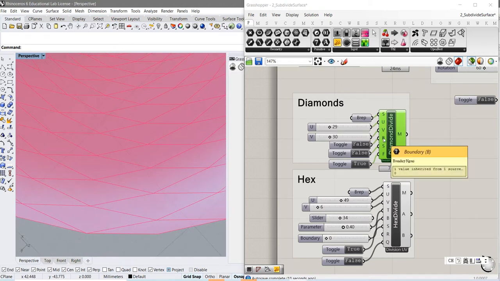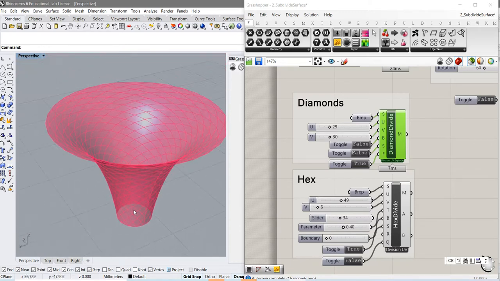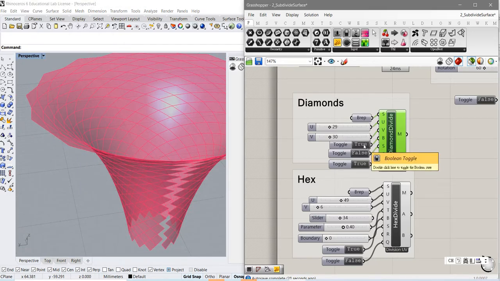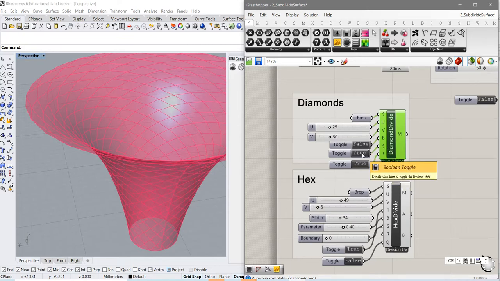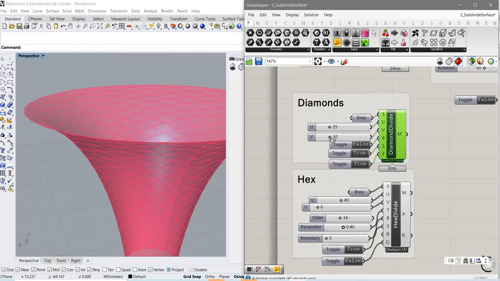And again, you have this boundary. If we turn the boundary on and off, you can see it is different. We want to keep the boundary in two different ways, to flip it in or flip it outward, and swap the UV direction, I think. No difference?